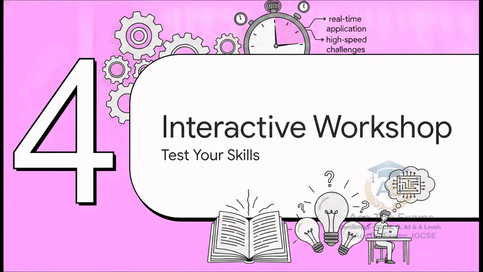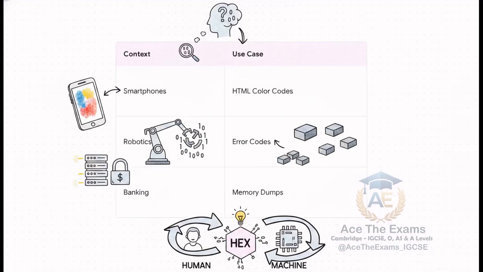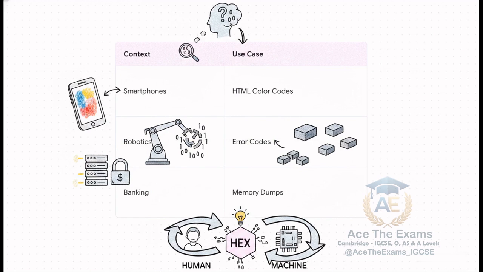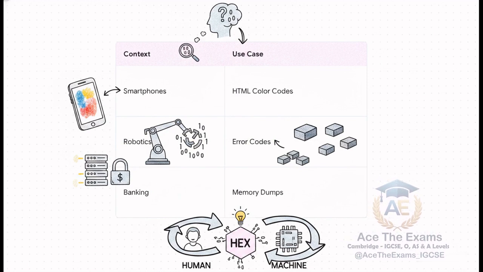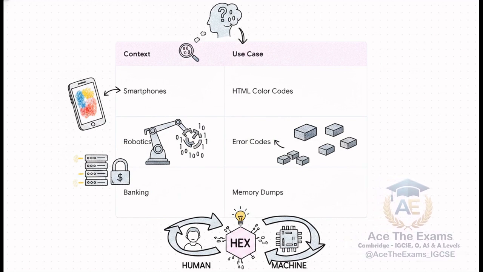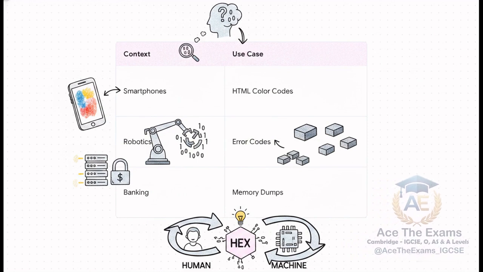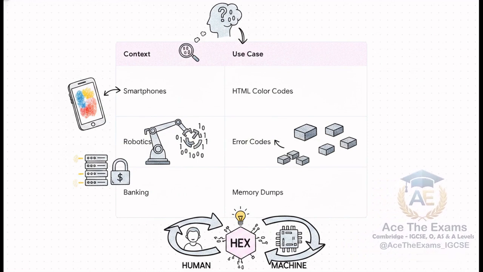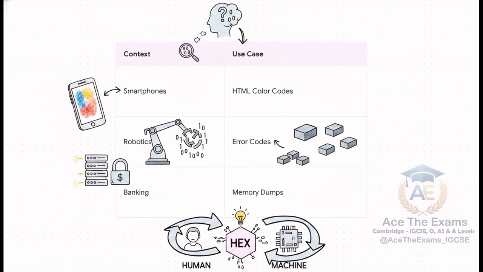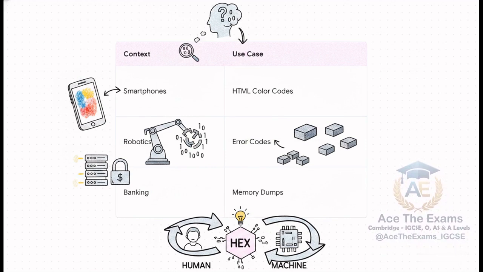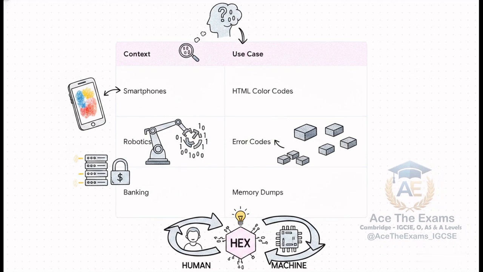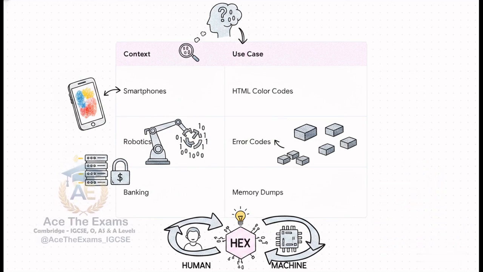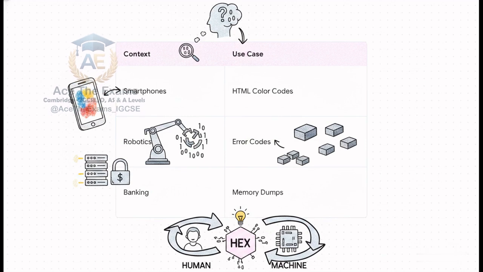Welcome to Section 4, the interactive workshop. It is time to put you in the hot seat and test your skills. We all know that true learning only really happens when you're under pressure, so Challenge 1 is the data scan. I want you to imagine you are looking at 3 vastly different real-world contexts on your exam paper. You've got smartphones, industrial robotics, and secure banking. You have exactly 60 seconds in an exam setting to extract the core trend here. What is the common thread? Why on earth is hexadecimal used in all 3 of these entirely different, unrelated domains?